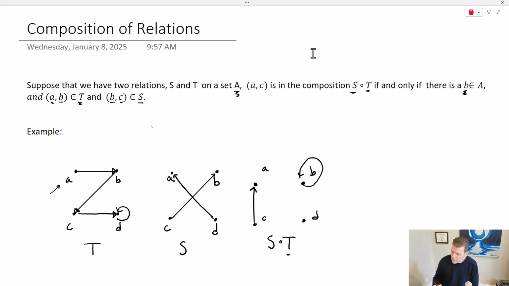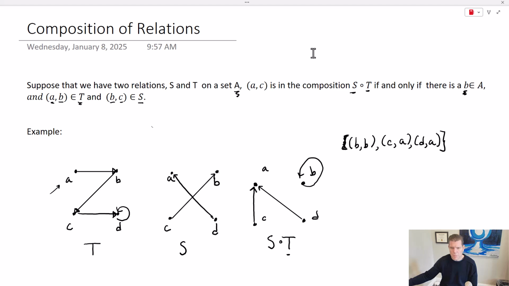But wait. We've got that C goes to D. We also notice that D now actually has something coming off of it. It's got a self loop. So D goes to D. And now we're going to look at S and we see that D goes to A. So that means in our new relation, we're going to have that D goes to A. And that's S of T. If we were to rewrite it, this new relation is going to have B to B, C to A, and D to A. Once again, inside out.